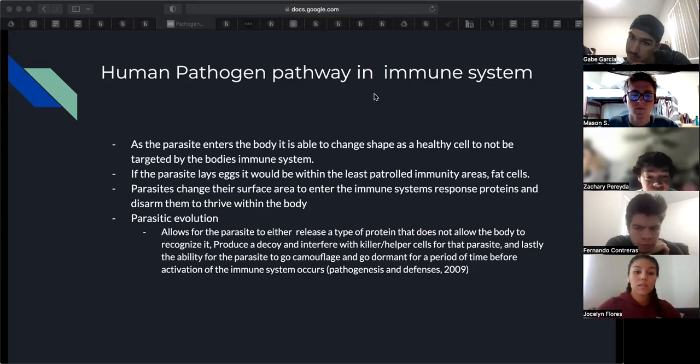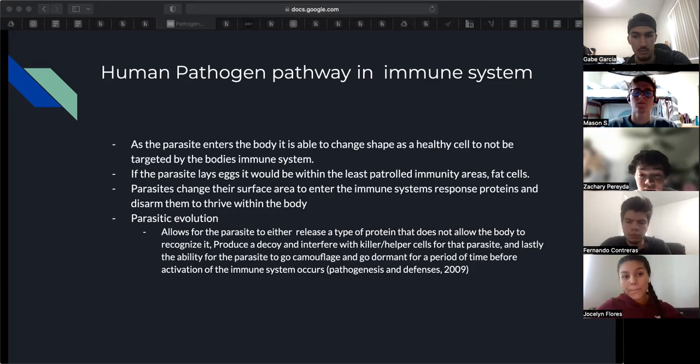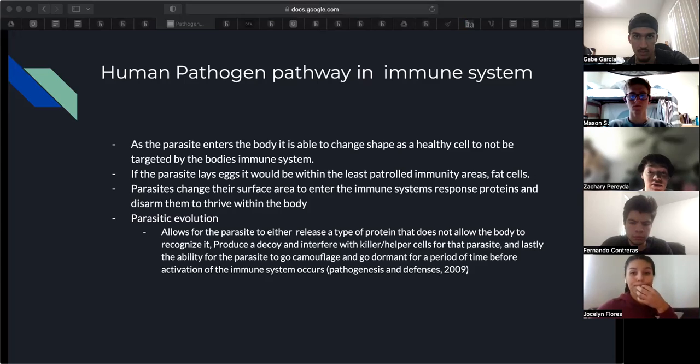And for the parasitic evolution, it allows for the parasite to either release a type of protein, as said before, that does not allow the body to recognize it, produce a decoy and interfere with the killer/helper cells for that parasite. And lastly, the ability for the parasite to camouflage and go dormant for a period of time before the activation of the immune system actually occurs.